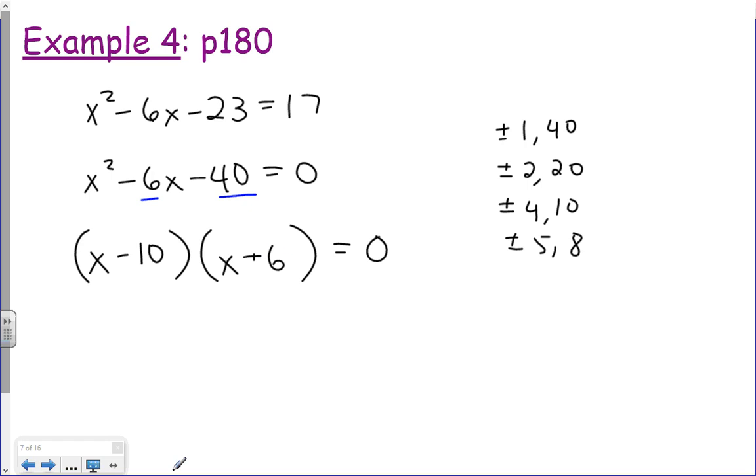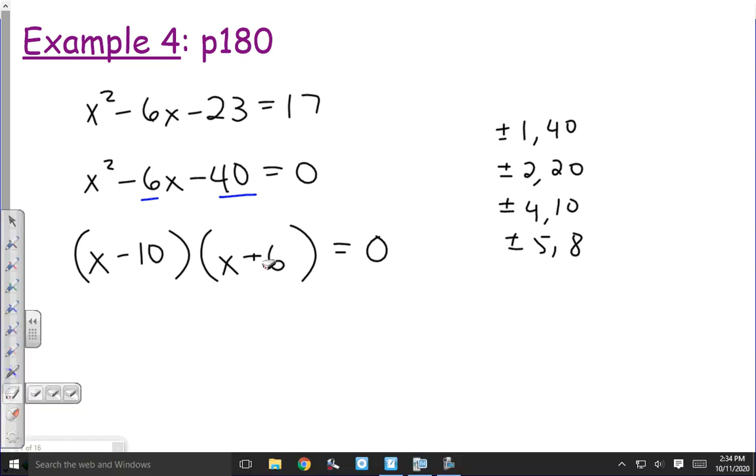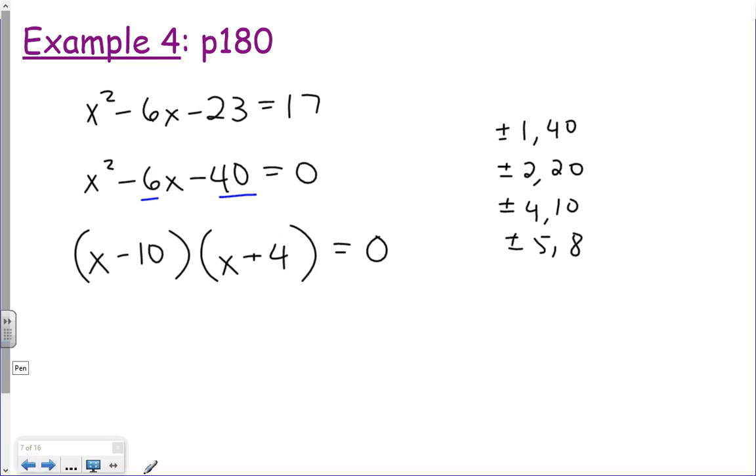Oops, sorry, not 6, 4. I need to get 40, not 60. All right. Subtract the 10, so that way when I have a negative 10 and a positive 4, that'll give me the negative 6 that I need in the middle there. And of course, negative 10 times 4 will give me the negative 40 that I need.